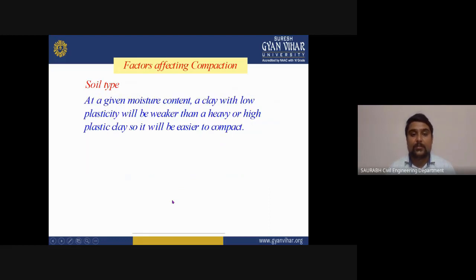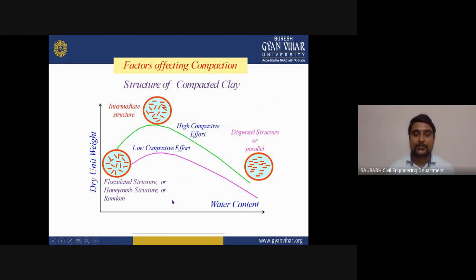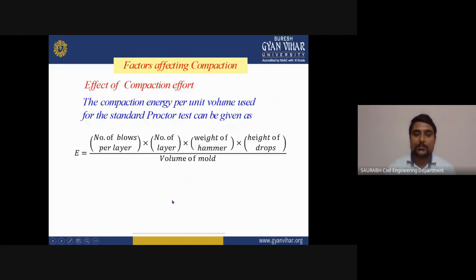And this is also one factor which is given here, how soil type can affect the compaction. At the given moisture content, a clay with low plasticity will be weaker than the heavy or high plastic clay, so it will be easier to compact. So you can understand here how soil type can affect the compaction. Now you can see this graph, and this is also showing the soil type, which is affecting the compaction, as you can see.